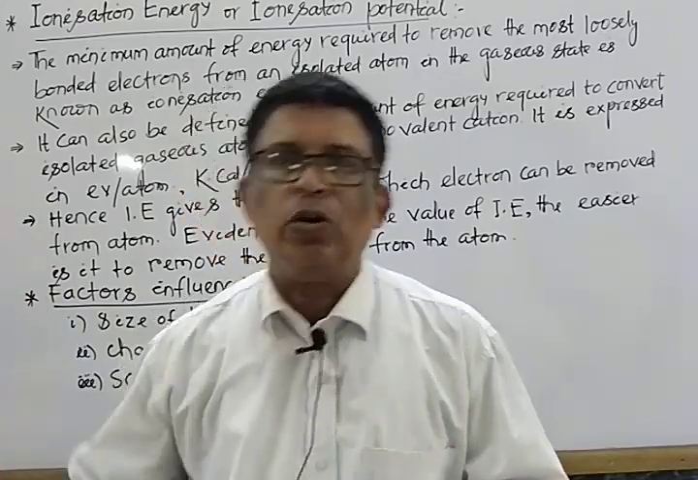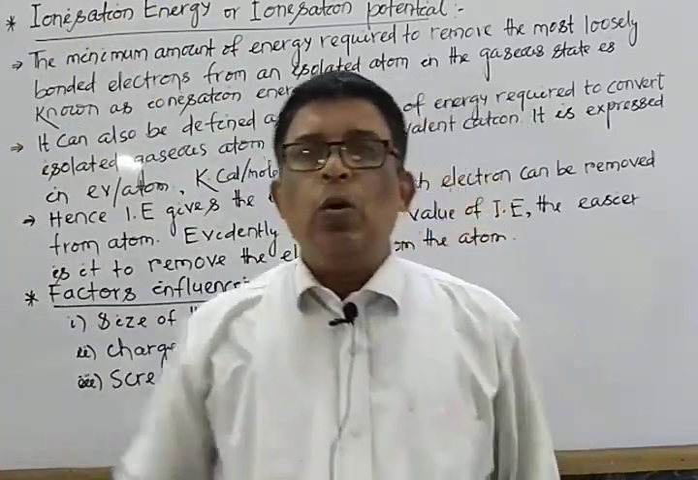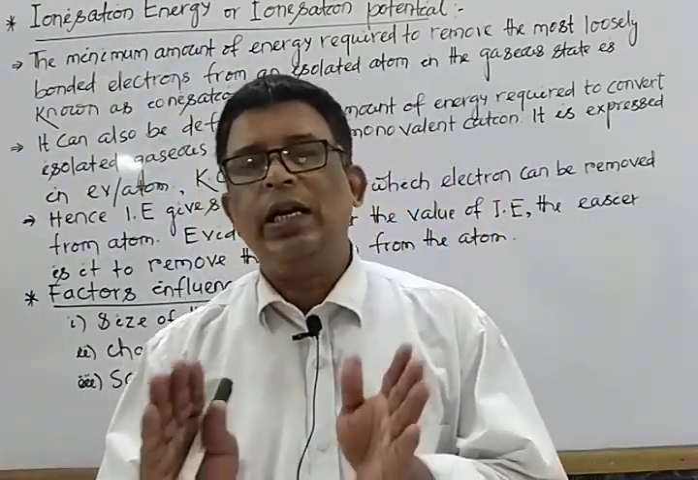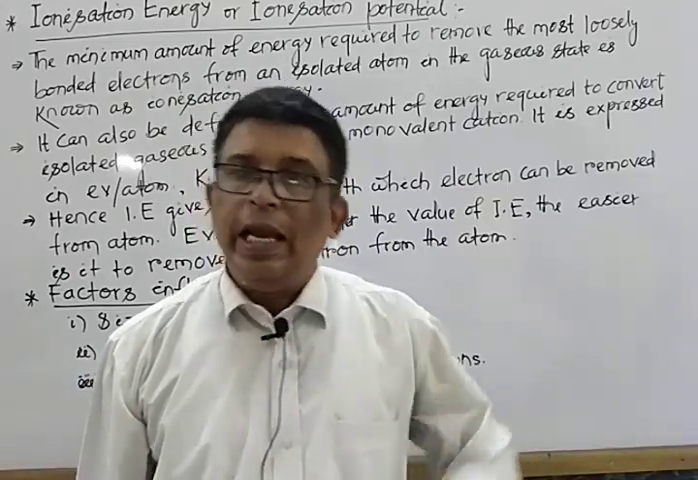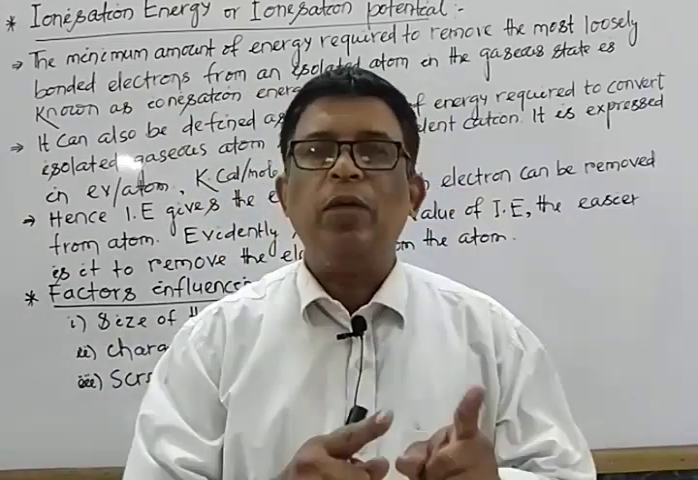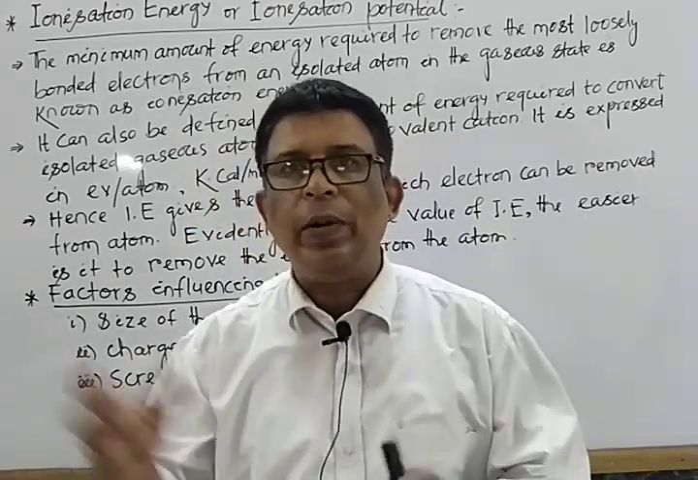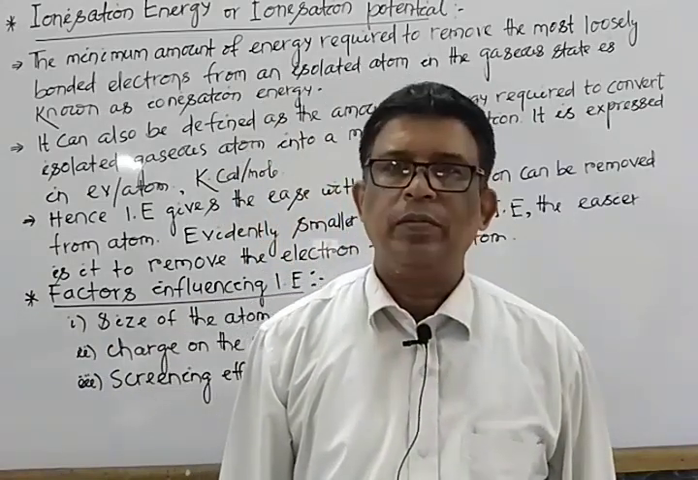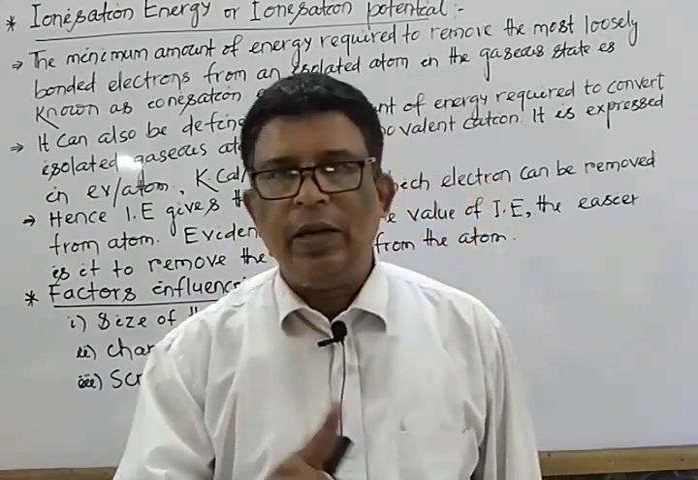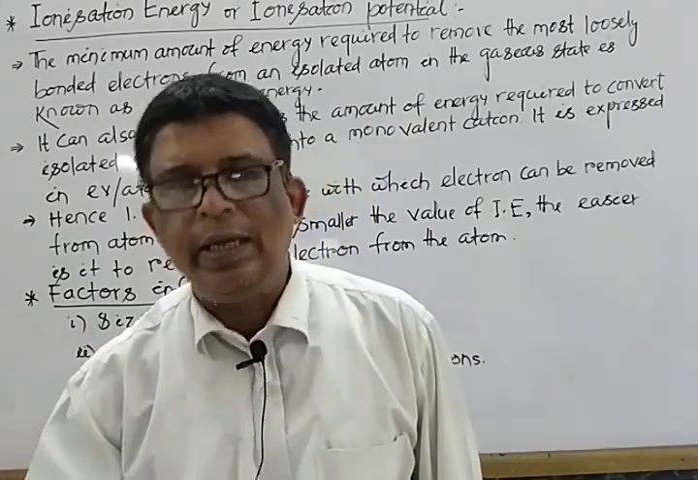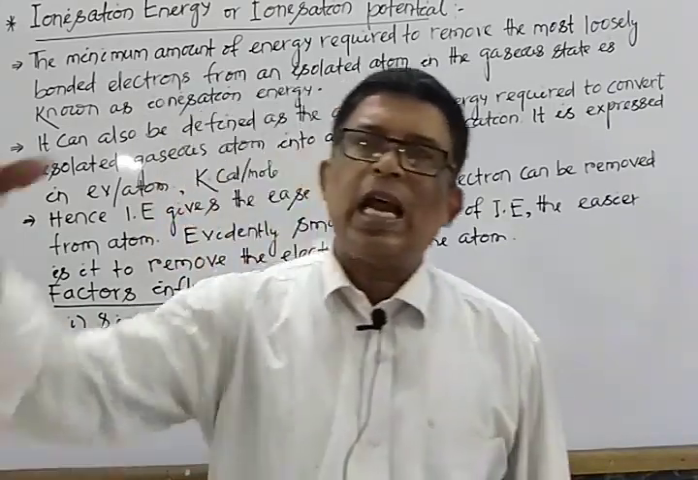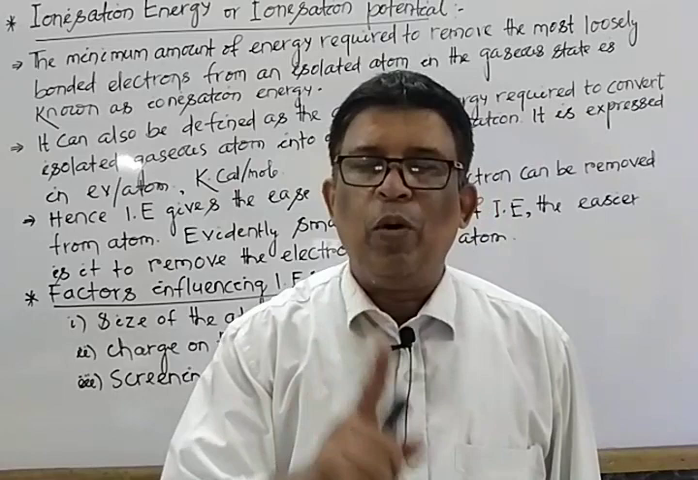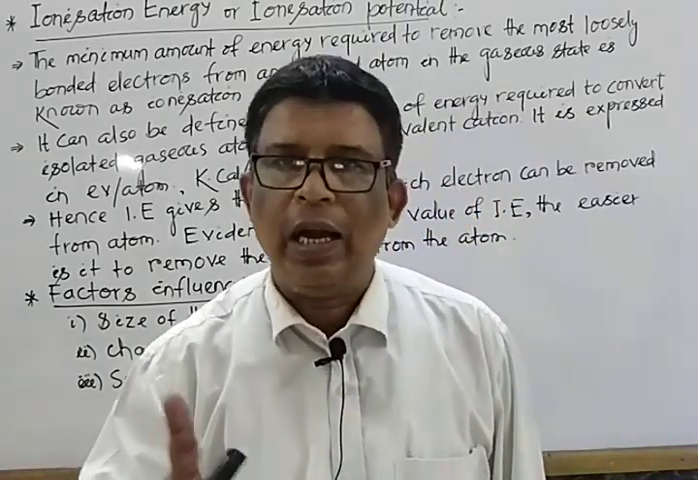It is defined as the amount of energy released when an extra electron is added to the valence shell of an isolated neutral gaseous atom. In the previous case, what happened? While removing, a monovalent cation is formed. Here, while adding, a monovalent anion is formed. So, what is electron affinity? It is defined as the amount of energy released when an extra electron is added to a neutral gaseous atom in order to form a monovalent negative ion or anion.